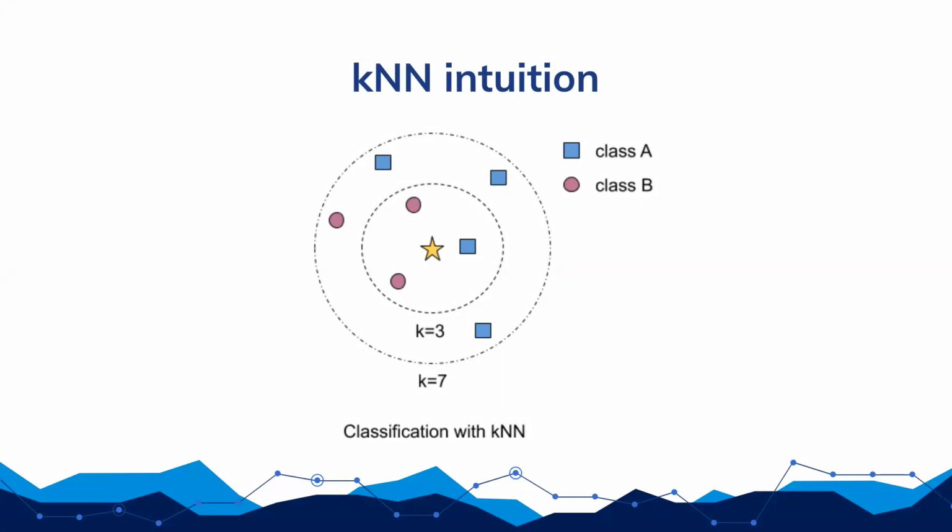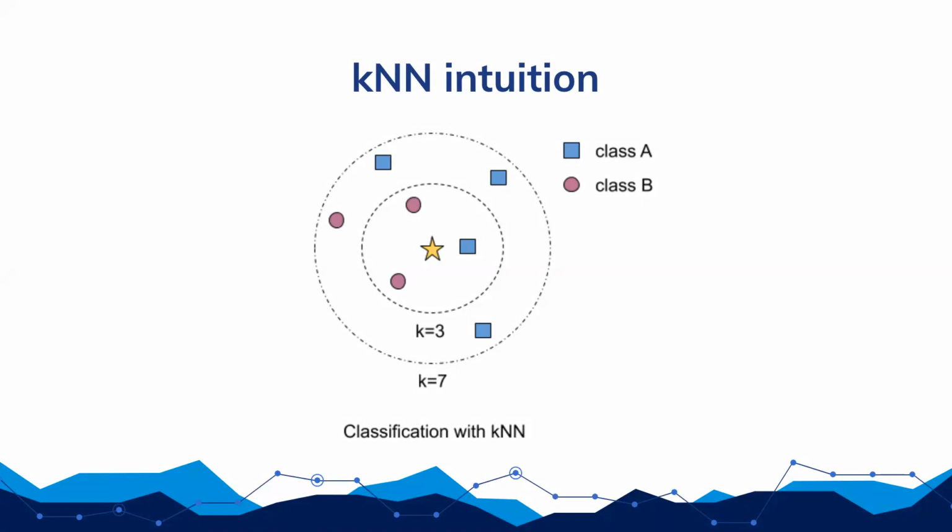So say we have two classes of points here, right? The red circles and the blue squares. And we have this star, which is a point for which we want to predict a class. The idea here is to use the information of the closest data points to predict what's going to be the label for that star.